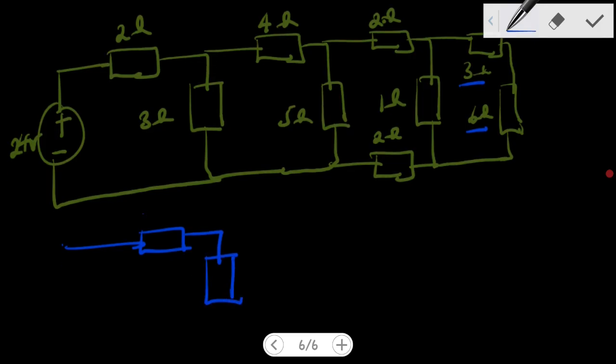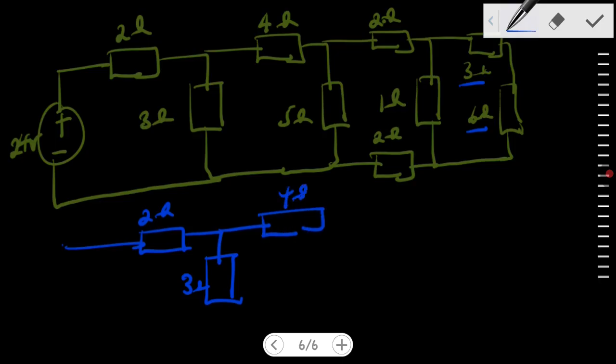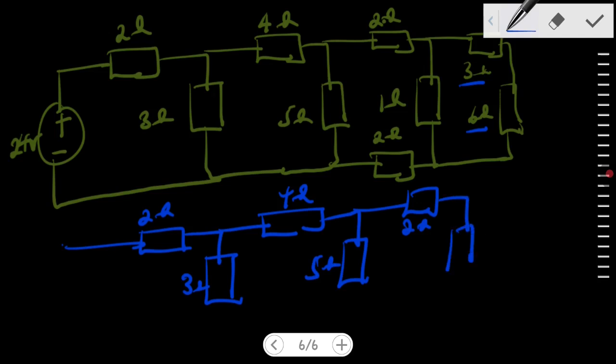Here we are having the 2 ohm. Here we're having the 3 ohm. This is connected to 4, right? And then this is connected to the 5 ohm resistor. This is connected to the 2 ohm resistor, right? And then the 2 ohm branches to the 1 ohm resistor.